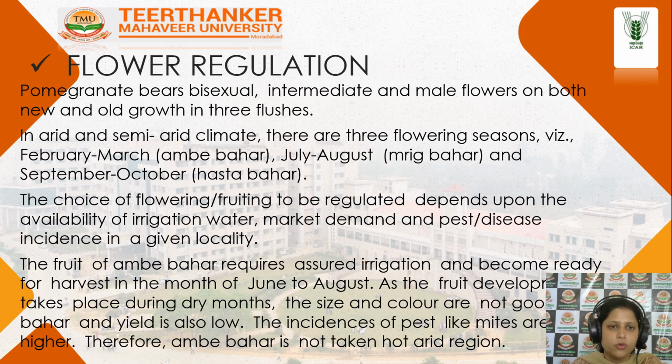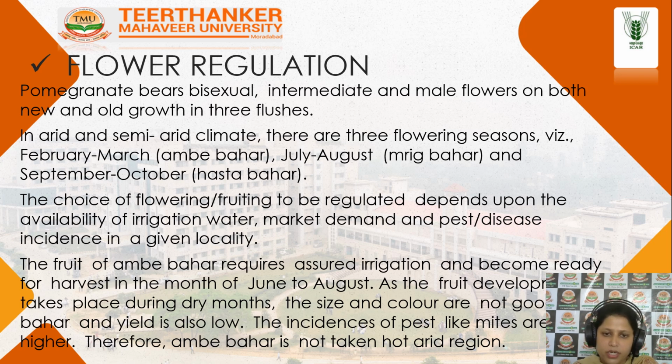Now coming to the most important practice in pomegranate, which is flower regulation or crop regulation. Pomegranate bears bisexual, intermediate and male flowers on both new and old growth in 3 flushes. In arid and semi-arid climate, there are 3 flowering seasons, which are February to March, called Ambe Bahar, July to August, called Mrig Bahar, and September to October, called Hast Bahar.